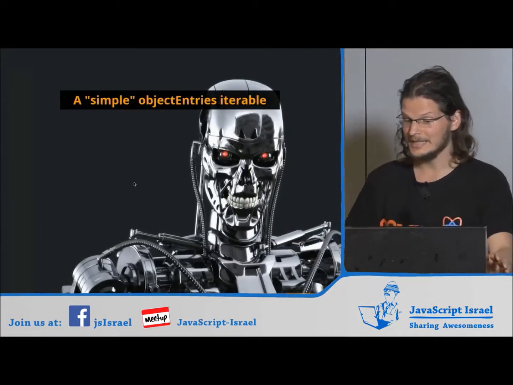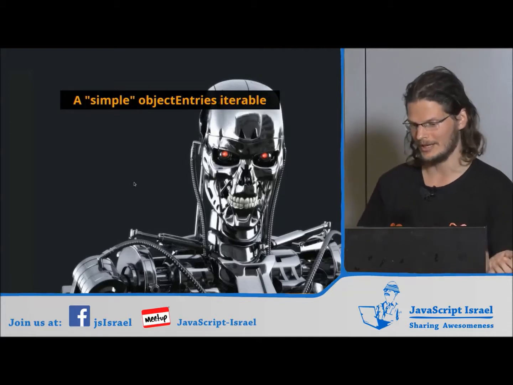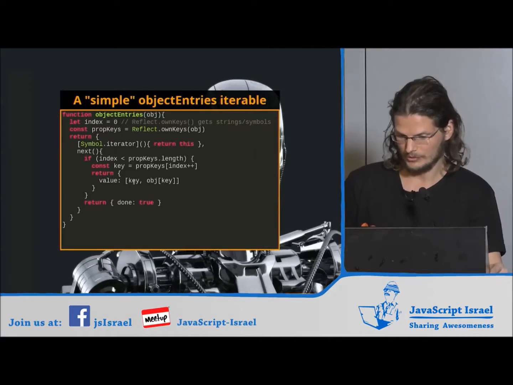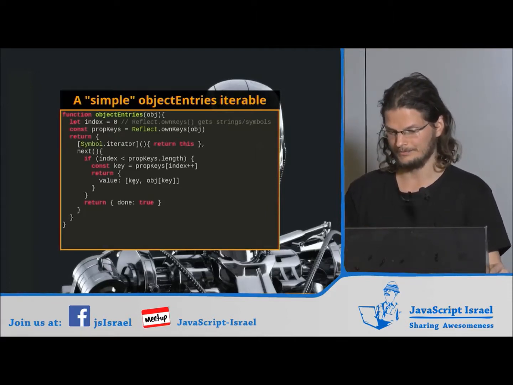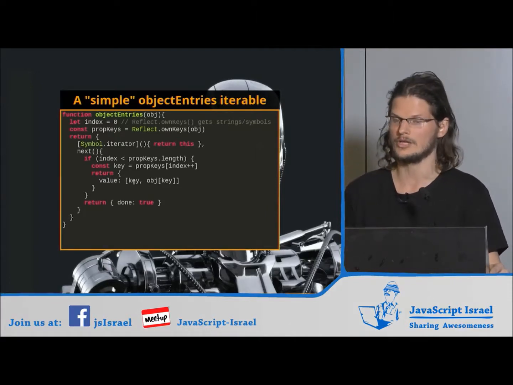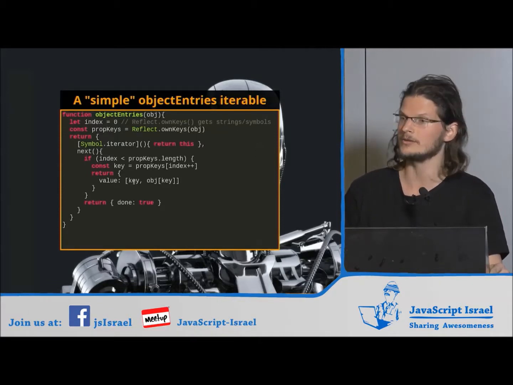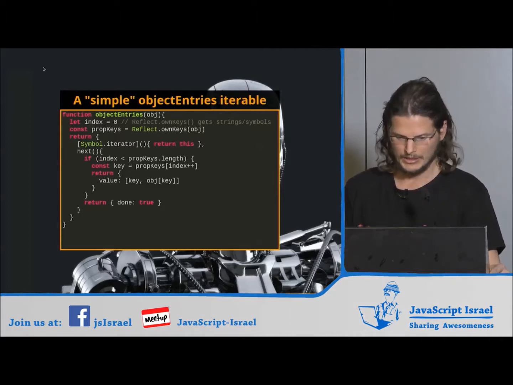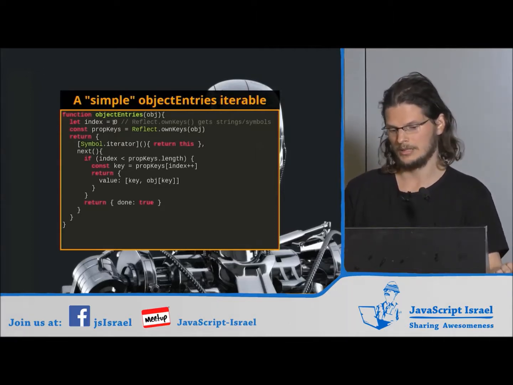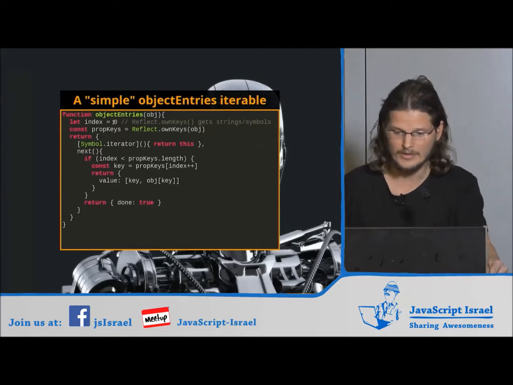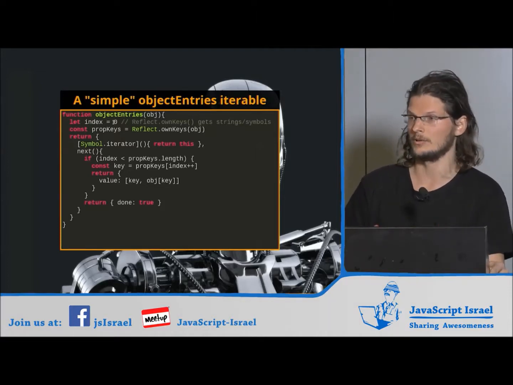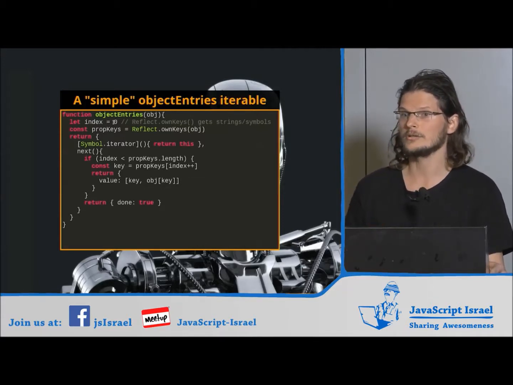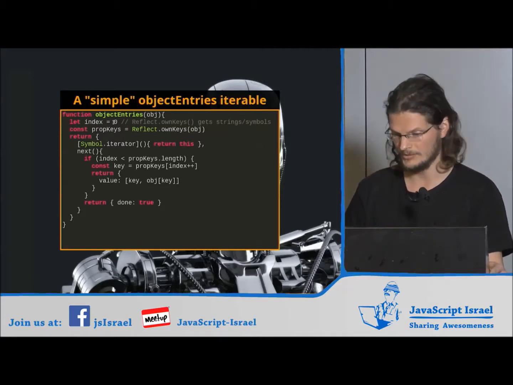So, let's see an actual good use case for generators. Something you can use tomorrow. Let's see it implemented using an iterable and not a generator, and then we'll see the generator version of it. So Object.entries, this is something that we can use as part of a lodash-style map function where you can iterate an object.